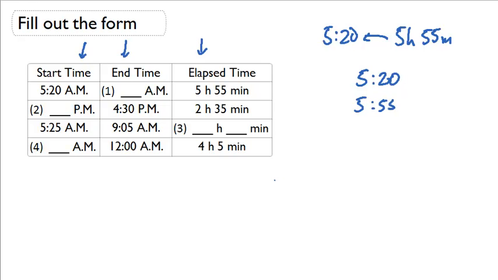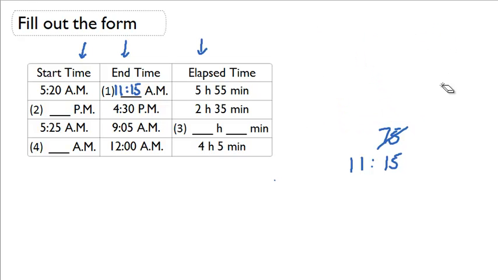5 hours and 55 minutes, and when we add these two together, we get 75 minutes. Oops, we need to carry an hour. This goes down to 15, and an hour gets carried over here. And 6 plus 5, that equals 11. So the time should be 11:15 a.m.